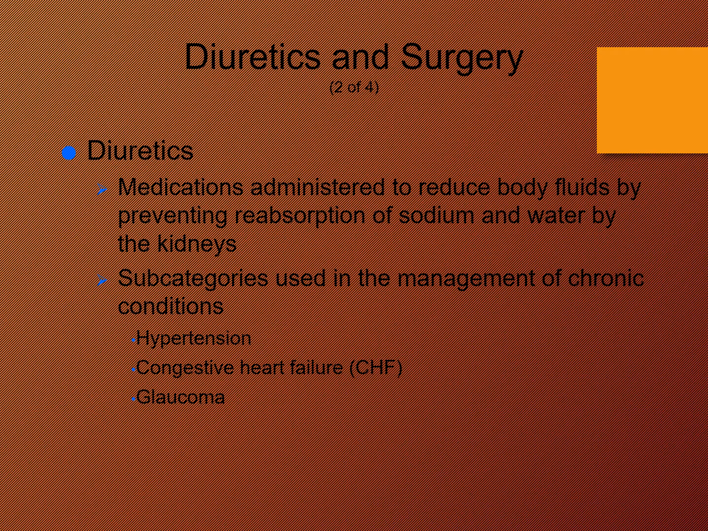Subcategories used in the management of chronic conditions. When we're talking about this, it can be used for hypertension. It can also be used for congestive heart failure and glaucoma. When we're using this for hypertension or high blood pressure, it's going to help eliminate fluids, which decreases blood volume. When you have less pressure on the vessels from lower blood volume, the heart doesn't have to pump as fast or forcefully, so it's going to decrease the blood pressure.